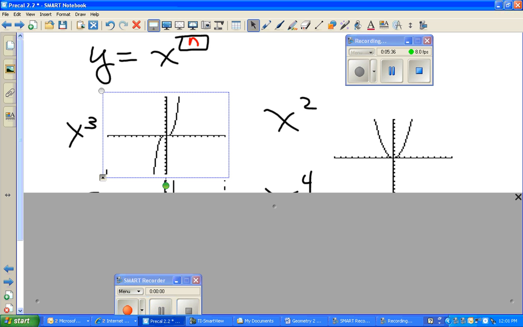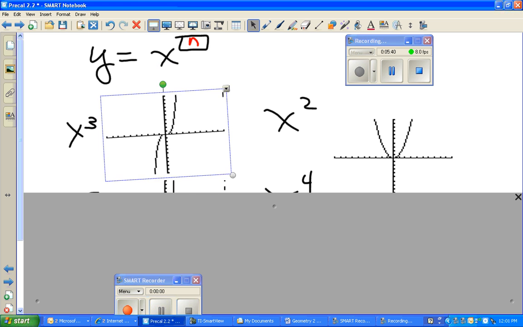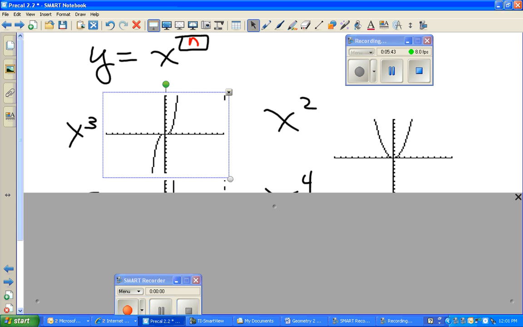It is symmetrical, has rotational symmetry about the origin. X squared is a parabola. It's got reflectional symmetry. It's an even function. The positive x's behave exactly like the negative x's.